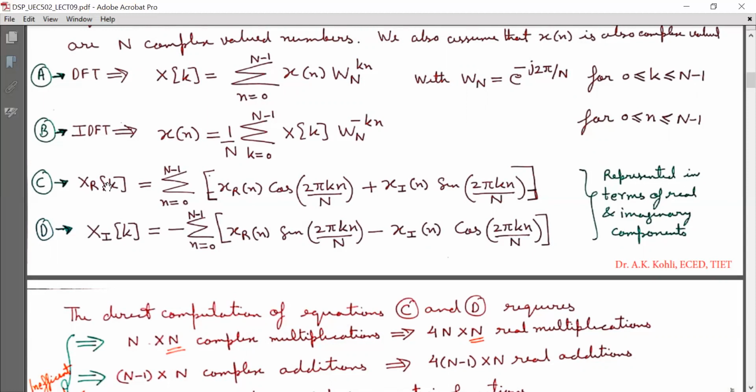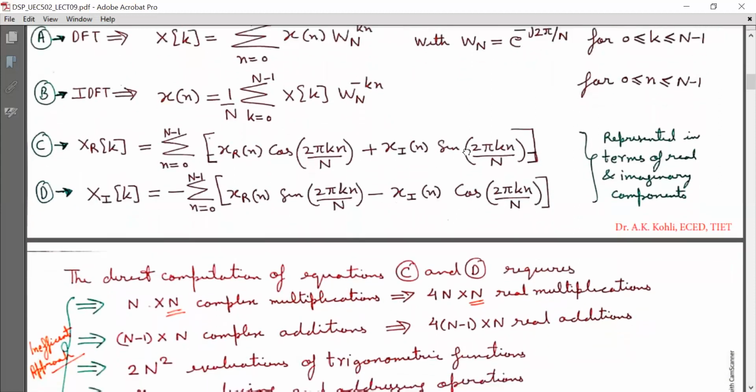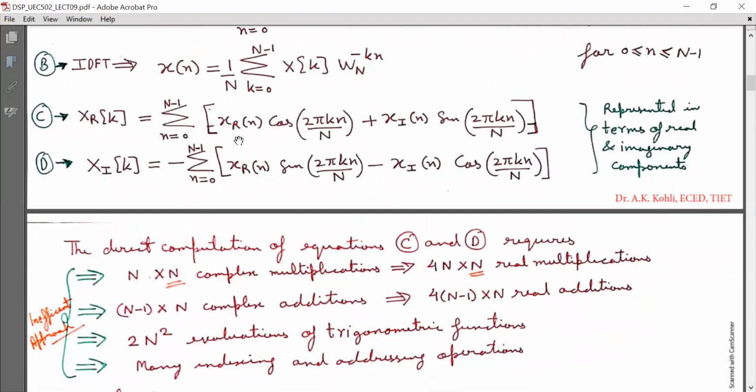In previous lectures, we have discussed that the DFT can be expressed in terms of real and imaginary parts, that is X(k) is equal to XR(k) plus j XI(k). This gives us the opportunity to calculate XR(k) and XI(k) through these equations, where we need to calculate trigonometric functions cos 2 pi k by N and sin 2 pi k by N. Small xR(n) and small xI(n) are real and imaginary parts of the time domain sequence x(n). So this is very important.